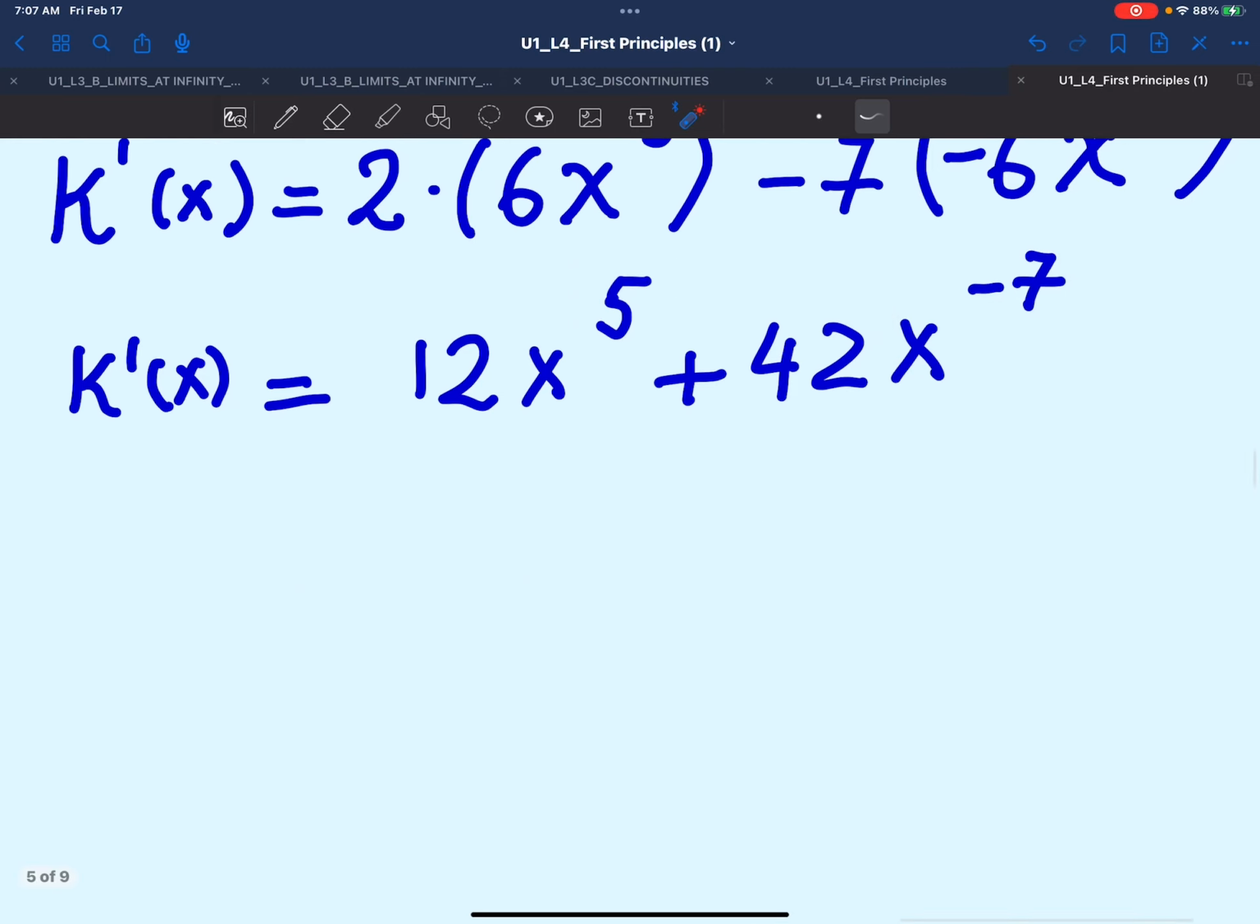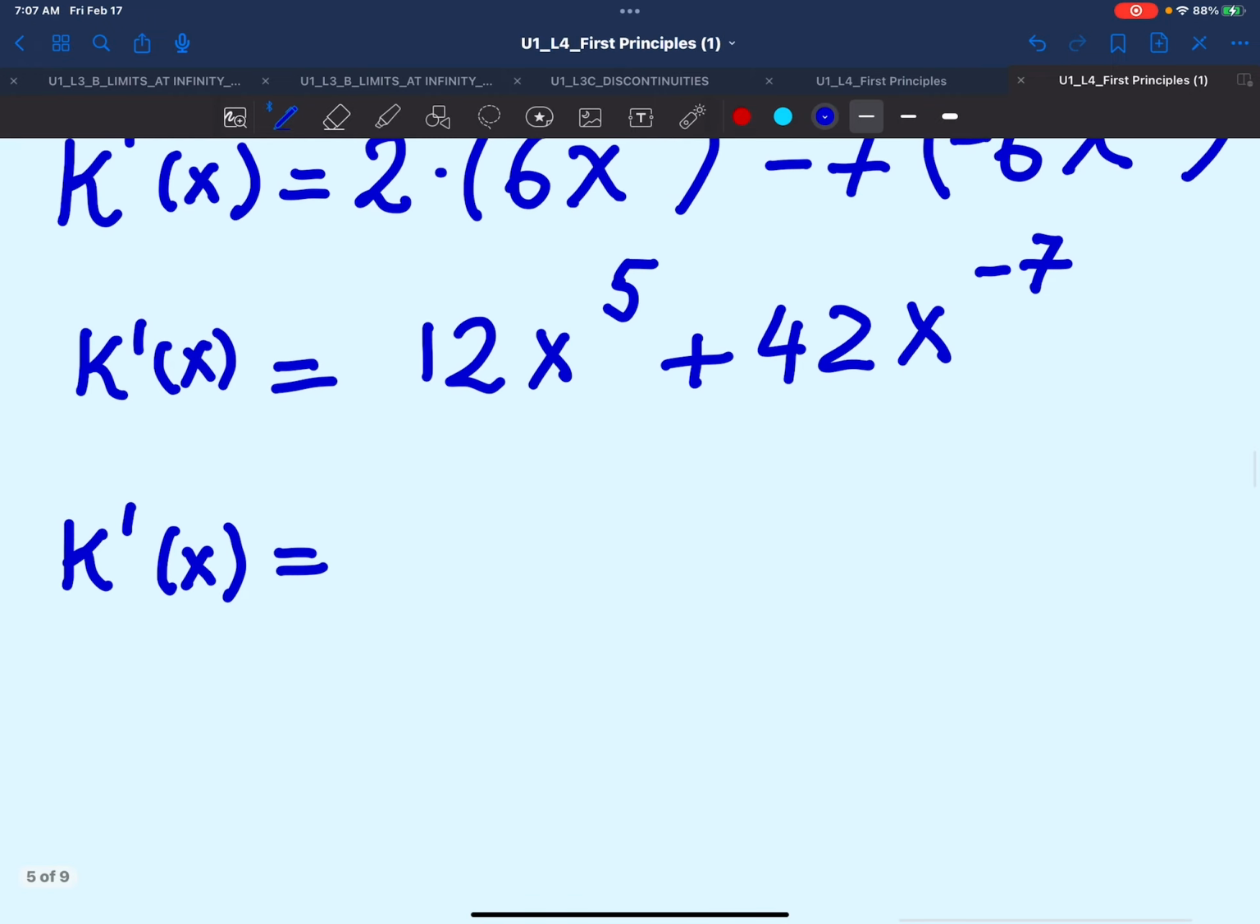So let's take a look how we do this. We will be taking out the greatest common factor from the two terms. I'll start off with the coefficient part. So 12 and 42 have in common the factor of 6.